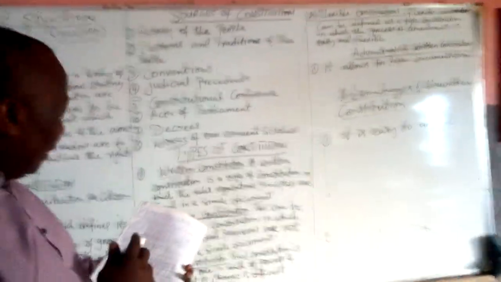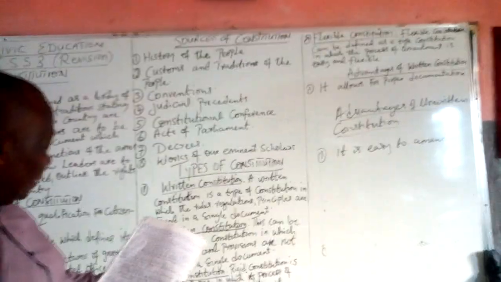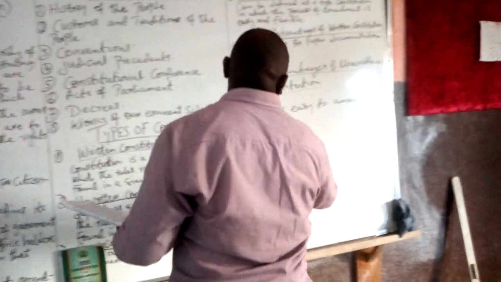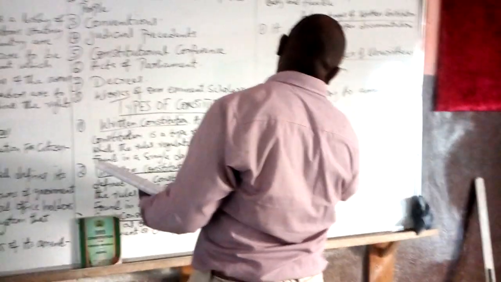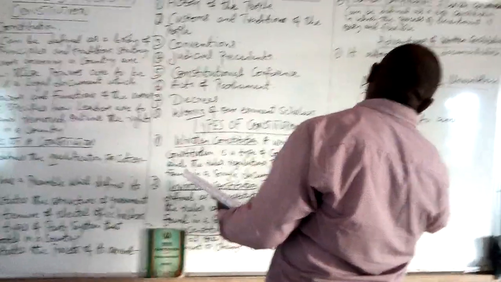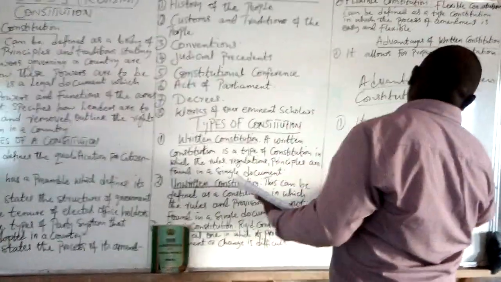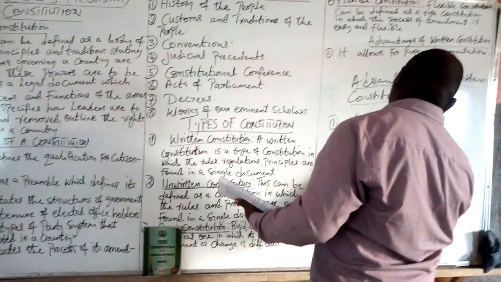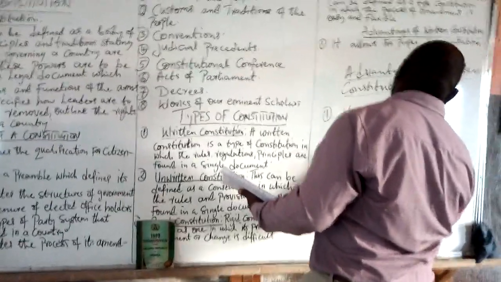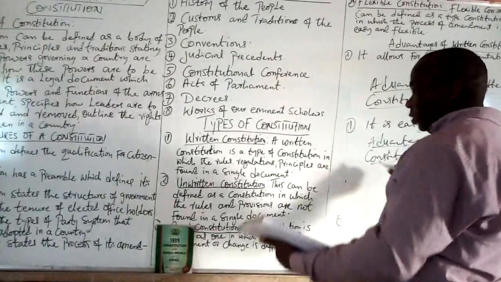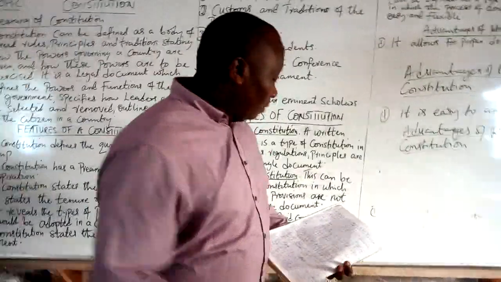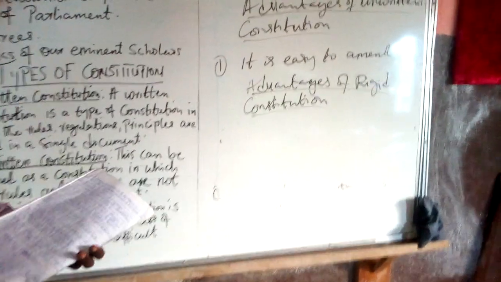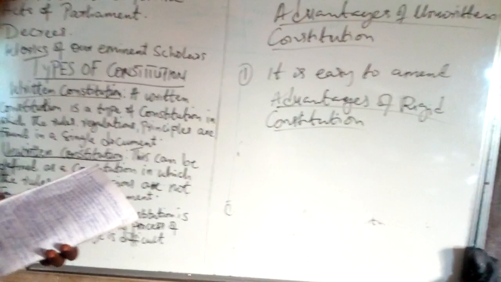Okay, we are going to look at the rigid constitution, advantages of it and disadvantages of it. One of the advantages of a rigid constitution is that it cannot be easily amended. Like the written constitution, it cannot be easily amended.